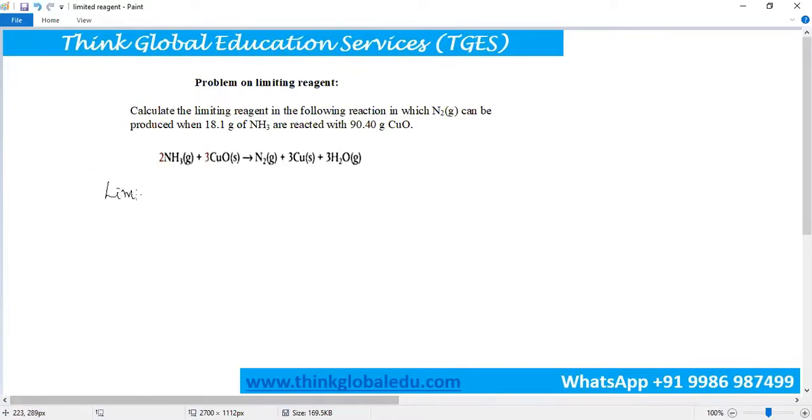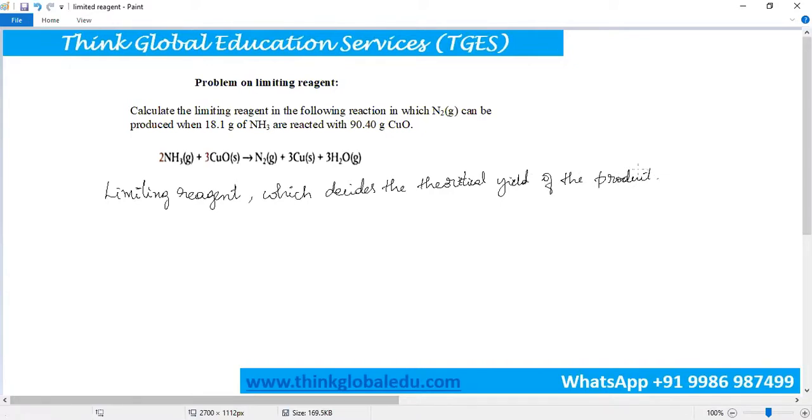Limiting reagent decides the theoretical yield of the product in a reaction and is completely used up in the reaction.